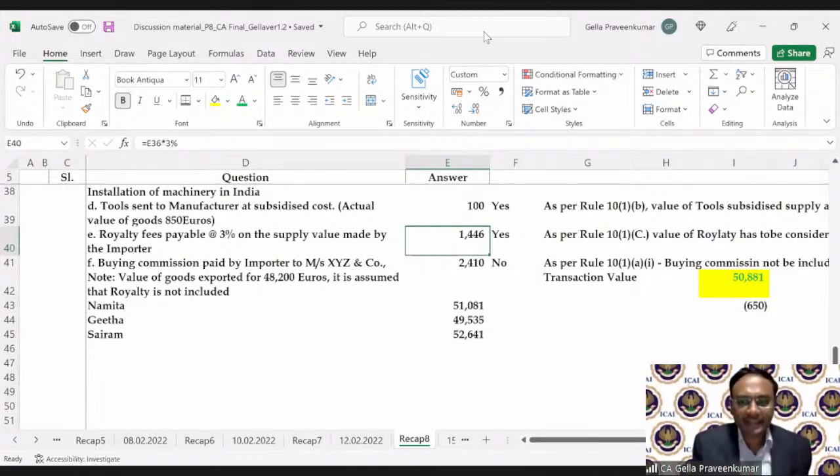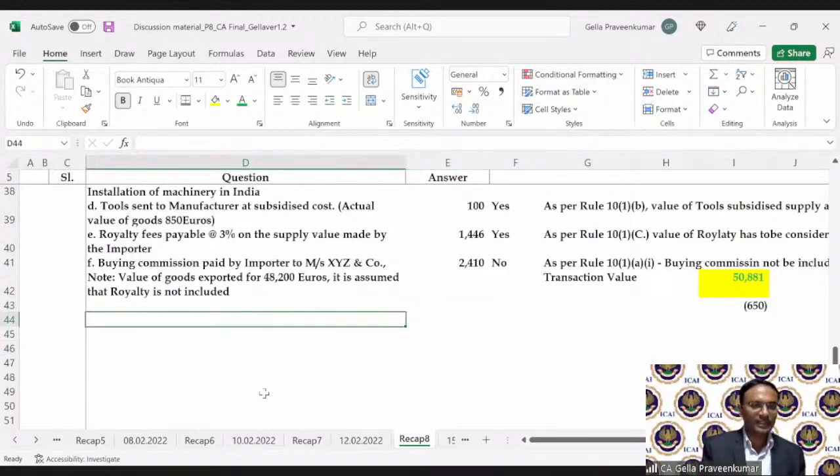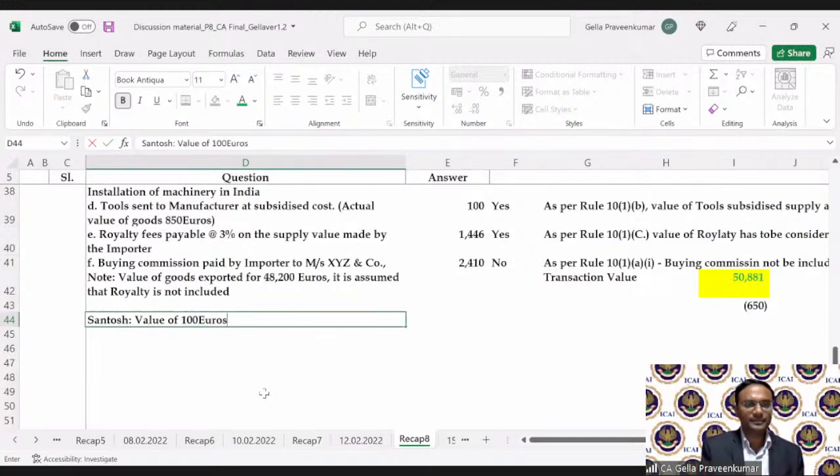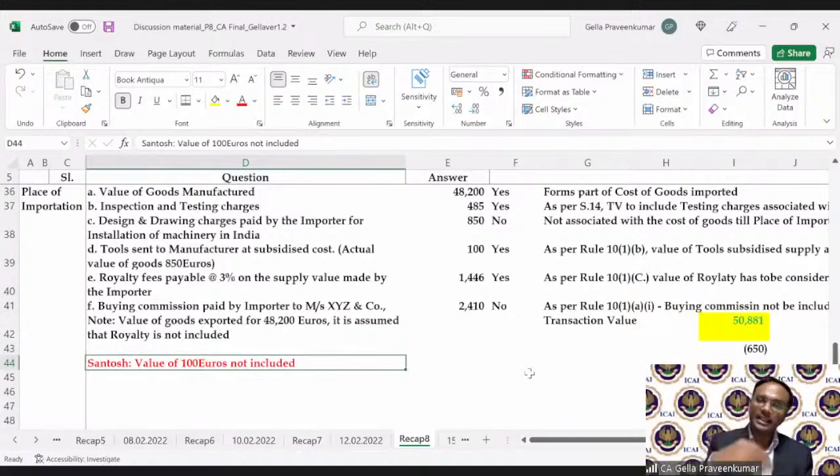Santosh Sharma says, sir, 50981, we assume that 100 is not included in the value of goods. Good. I agree with you, Santosh. Let me just take this. Interpretation of Santosh: value of 100 euros not included. Now, this particular point may be disagreed, Santosh. Look at the argument. Not that you have to get a right answer, not that we have to debate on your answer.